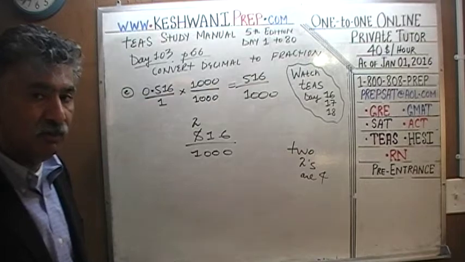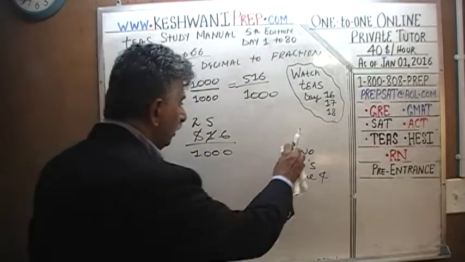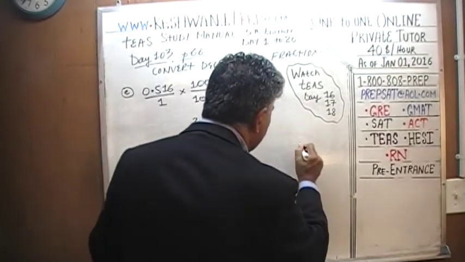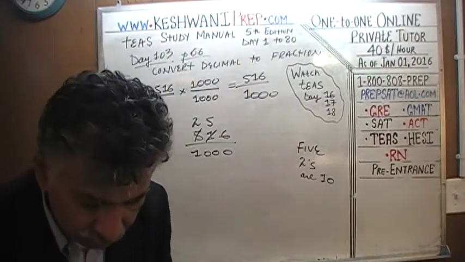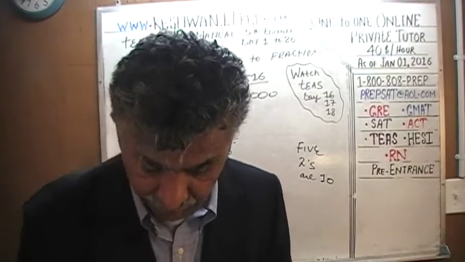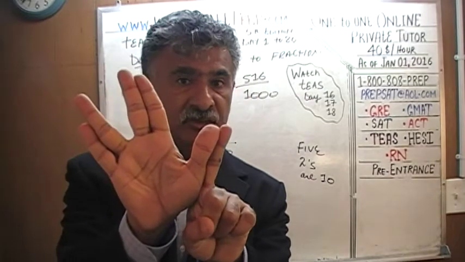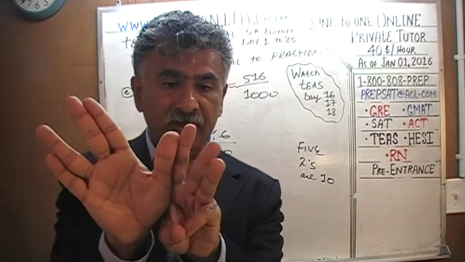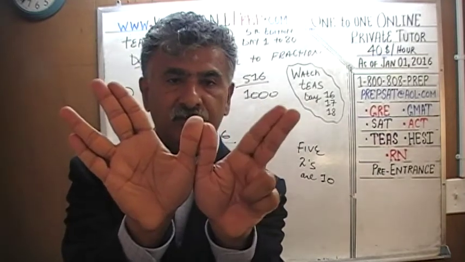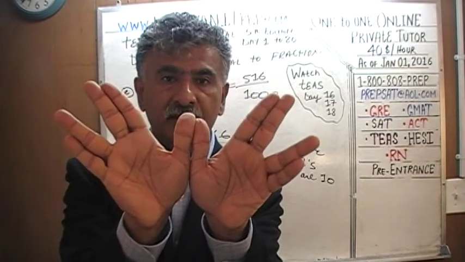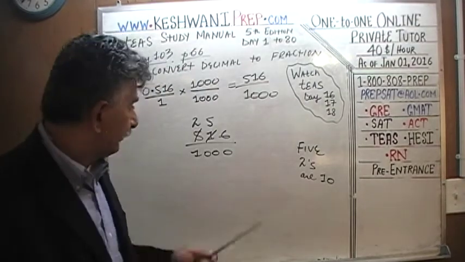And 11 has how many 2's? 11 has 5 2's. How do we know that? Because we know that 5 2's are 10. Here I have 1 2. Here's another 2, there's 2 2's. 2 2's are 4. Here's 3 2's. 3 2's are 6. Now we have 4 2's. 4 2's are 8. 5 2's are 10. So one more time.